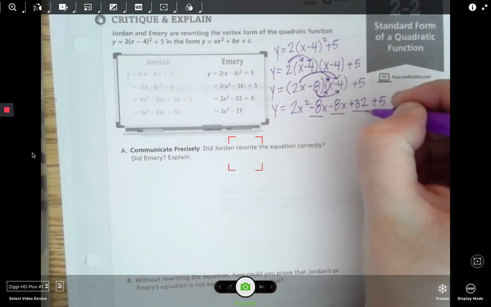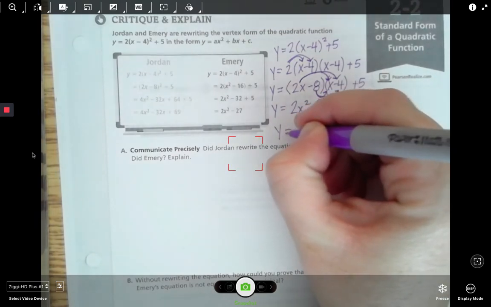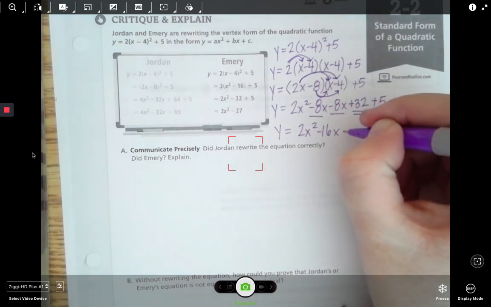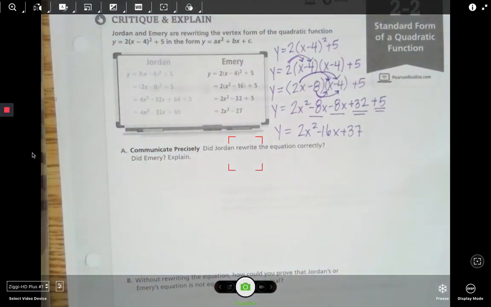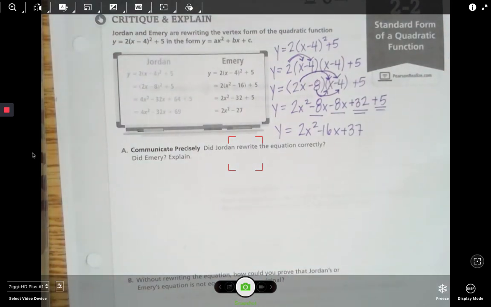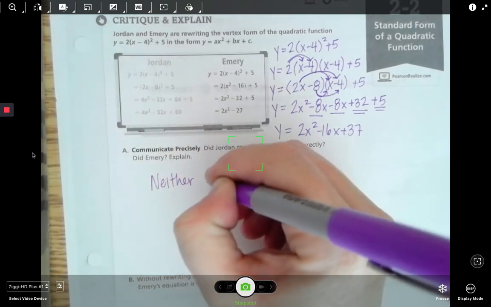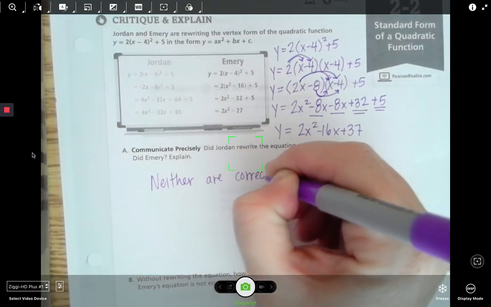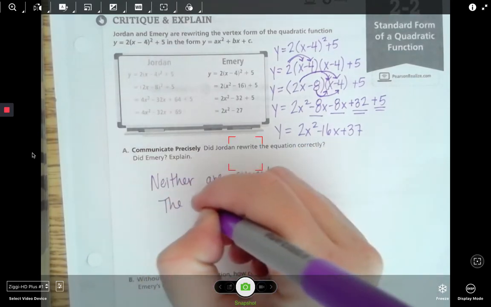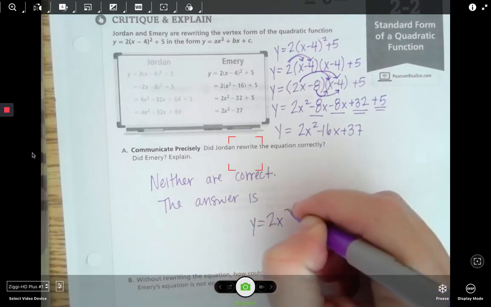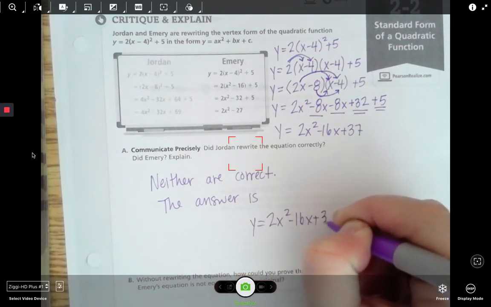Combine any like terms together. So what I got for standard form was 2x squared minus 16x plus 37. So are either of them correct? Nope. Neither are correct. The answer is y is equal to 2x squared minus 16x plus 37.